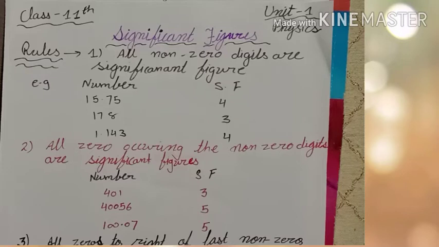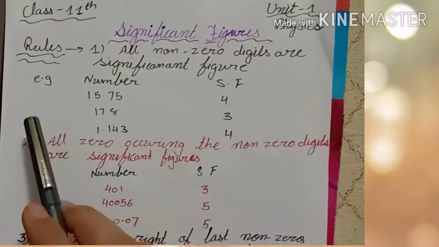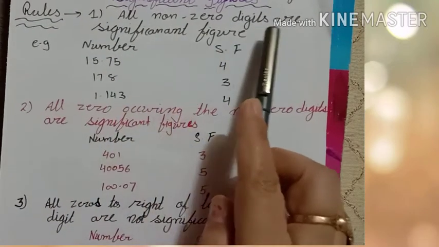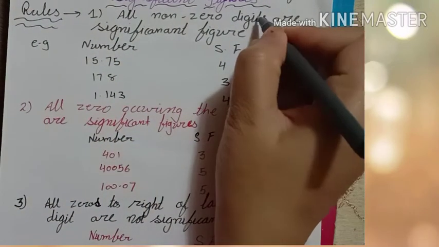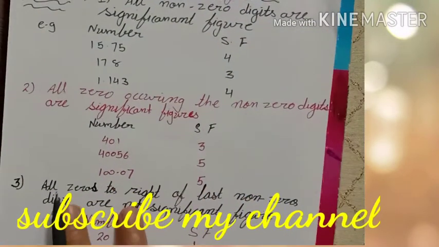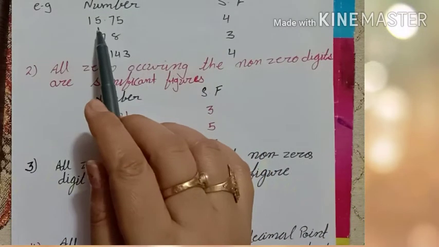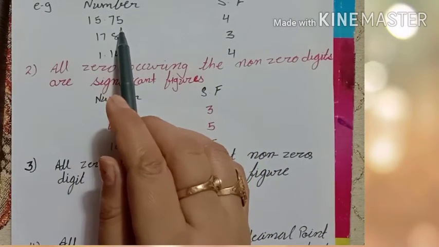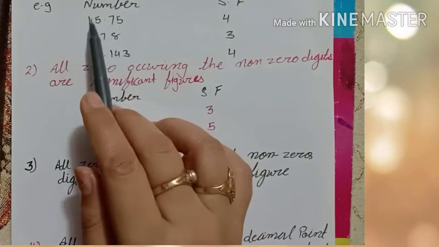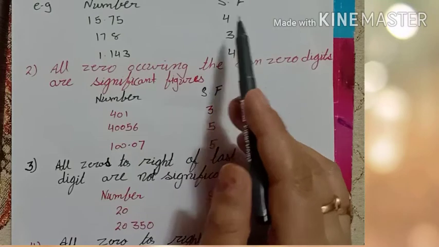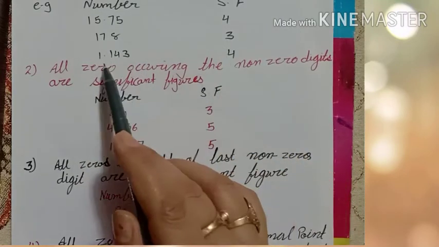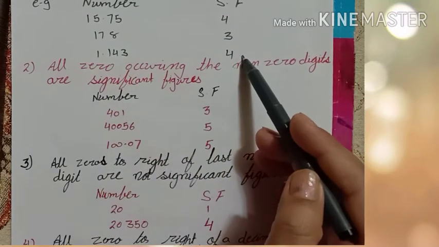So, significant figures. First we read the rules to find the significant figures. First rule: all non-zero digits are significant figures. Let us take an example. Suppose we take 15.75. In this, all numbers are non-zero, so here we have 4 significant figures. 178: the significant figures are 3. 1.143: the significant figures are 4.